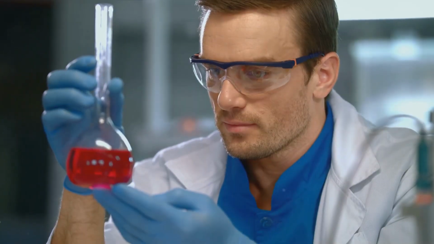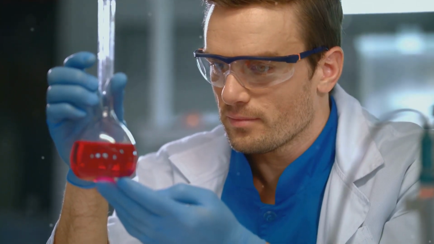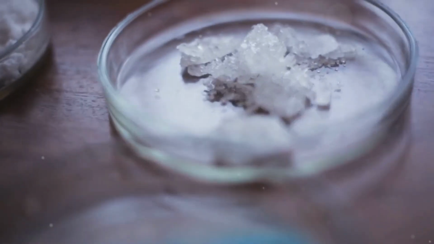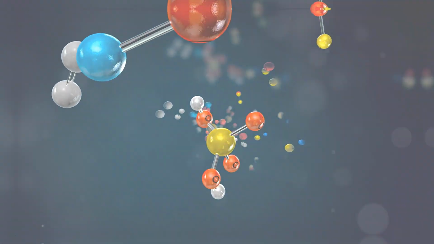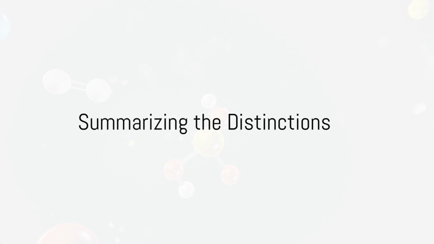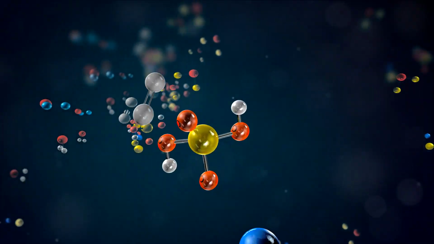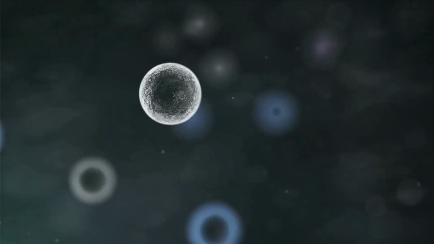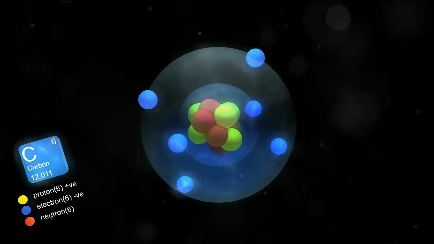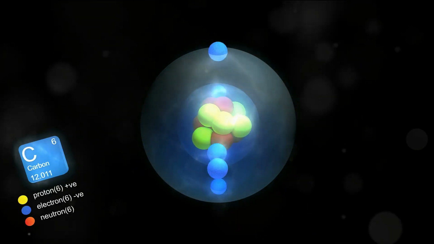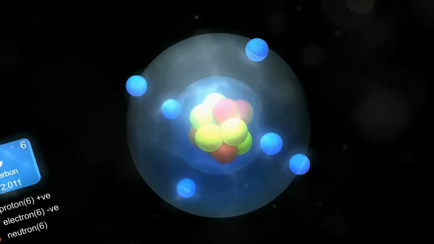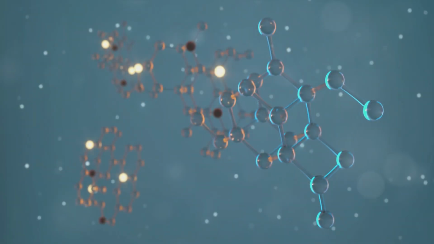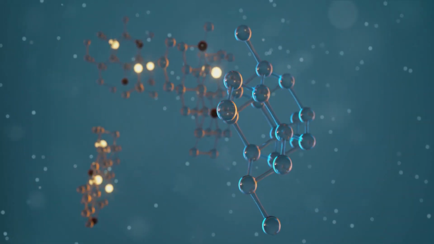This is the same way that every square is a rectangle because it has four sides, but not every rectangle is a square because it doesn't have all sides equal. To summarize, a molecule is a group of two or more atoms that are chemically bonded together. They can be identical or different. A compound, on the other hand, is a type of molecule that is made up of two or more different types of atoms.